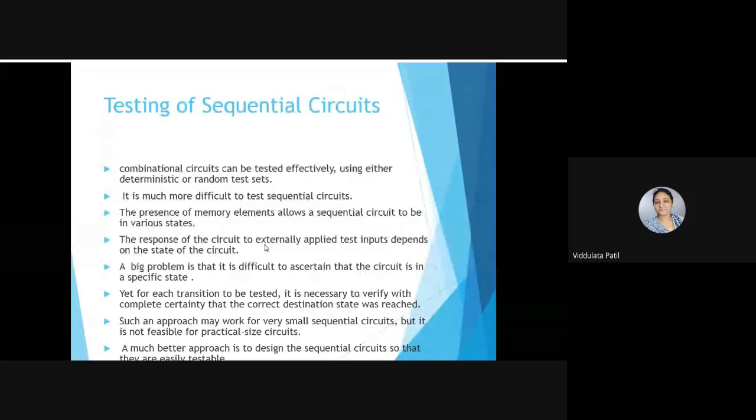Because of that, even though we are applying a certain input to a combinational circuit, we will get an unwanted output. That means it will not be correct. It will be a false output at the output of that circuit. So for the testing of that circuit, we have this stuck at model. Then another method, path sensitization, we have also discussed, and after that the random test method was also discussed in the earlier lecture.